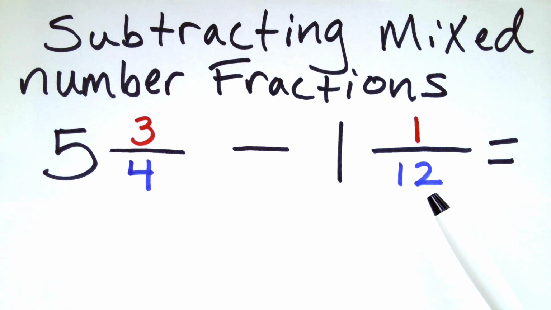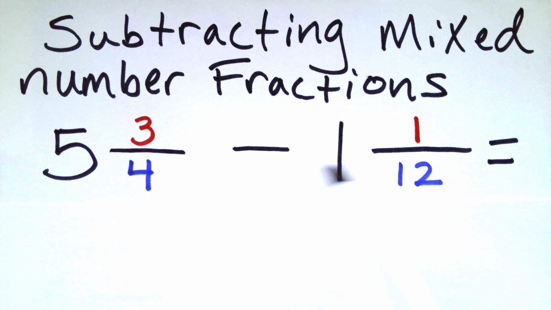8 twelfths now becomes 2 thirds. 4 goes into 8 2 times, and 4 goes into 12 3 times. So again, 5 minus 1 is 4. The fraction is 2 thirds. My answer would be 4 and 2 thirds. But if you don't understand that method, that's okay. Let's go ahead and convert these improper fractions.